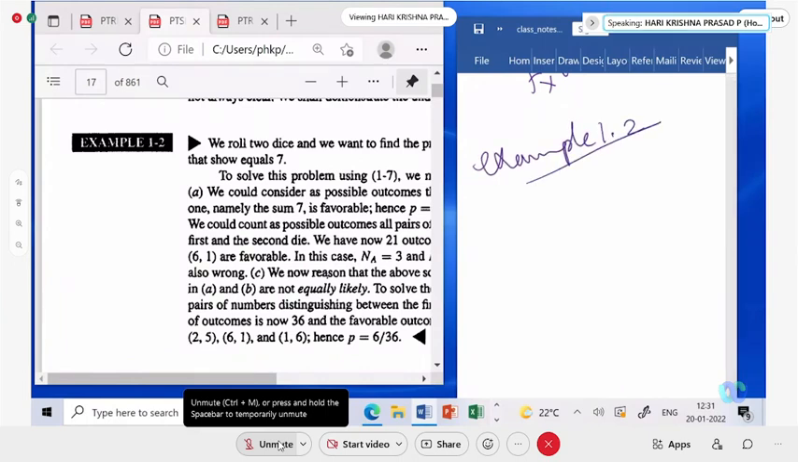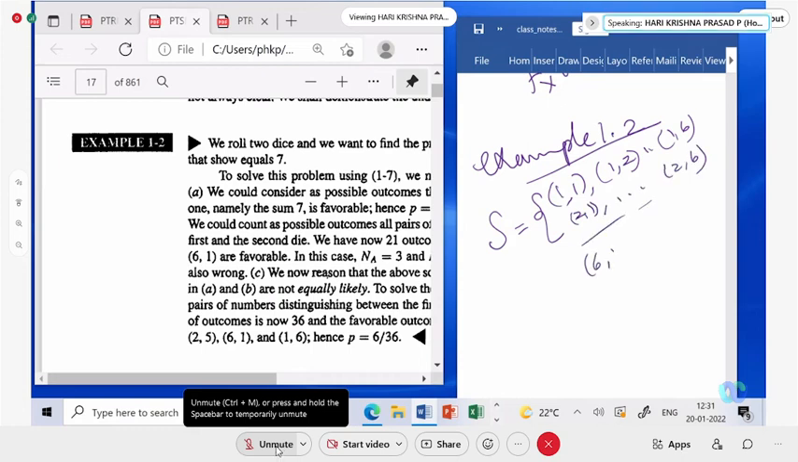So the sample space S for 2 dice. If you take it as a combined experiment, you should show the elements like this: 1 comma 6, then 2 comma 1, and so on up to 2 comma 6. Like this, you have to go on to 6 comma 1. Is it clear? Then you should say the number of elements in the sample space equals 36.